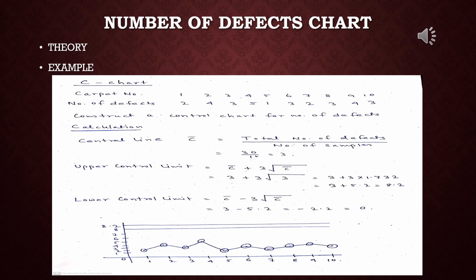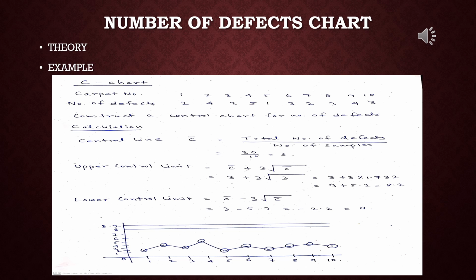Moving on with the calculation, as I have just said, the central line calculation for the C chart is the C bar, which is the total number of defects divided by the total number of samples. Now, if we add back the number of defects, we will find it at 30, and the sample number is given as 10. So 30 by 10 should be 3 here. And the upper control limit value, if we put in all the values here, we can get up to 8.2. And the lower control limit formula, as we have talked about, C bar minus 3 into root over C bar, we are getting the value at negative 2.2, and we can transfer it back to 0.